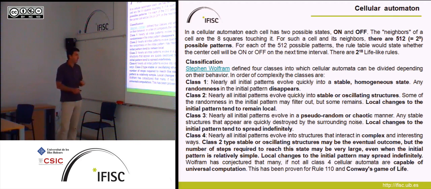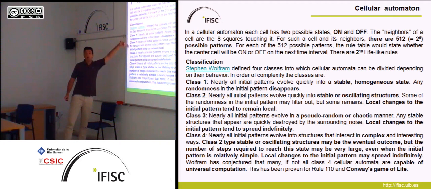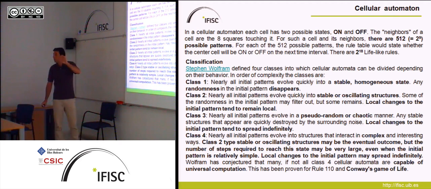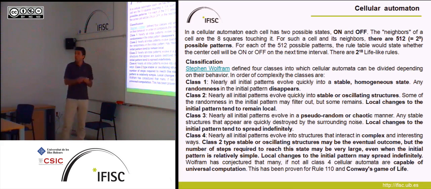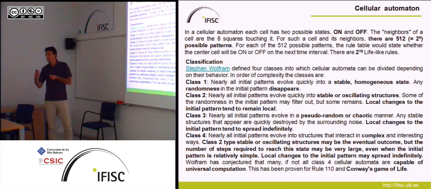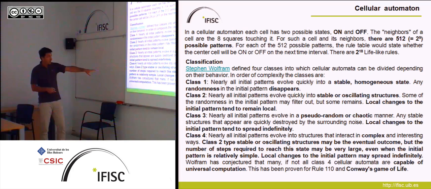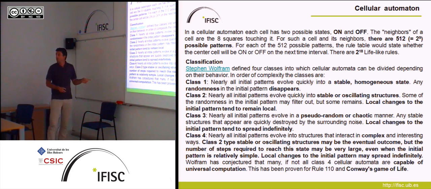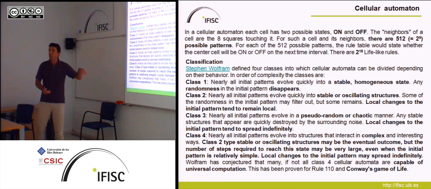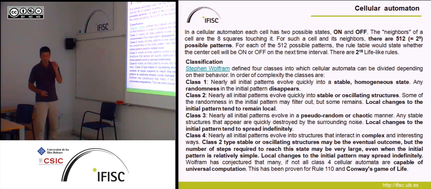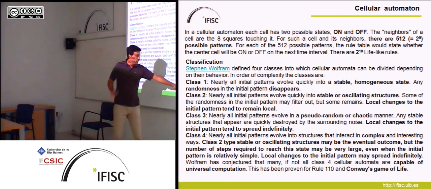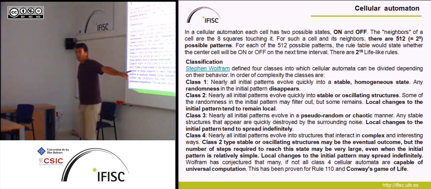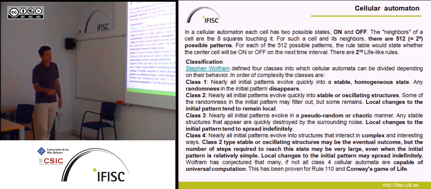So essentially this is something in the middle of 3 and 1 and 2, like being at a critical point. Perturbations neither grow nor decay, so you are at a critical point. This is very important. Wolfram has conjectured that many, if not all, class 4 cellular automata are capable of universal computation. So being at a critical point gives the system very important properties. That's what I will discuss later. This has been proved for rule 110 in 1D and for the Game of Life. I'll try to sketch the proof of this universality.